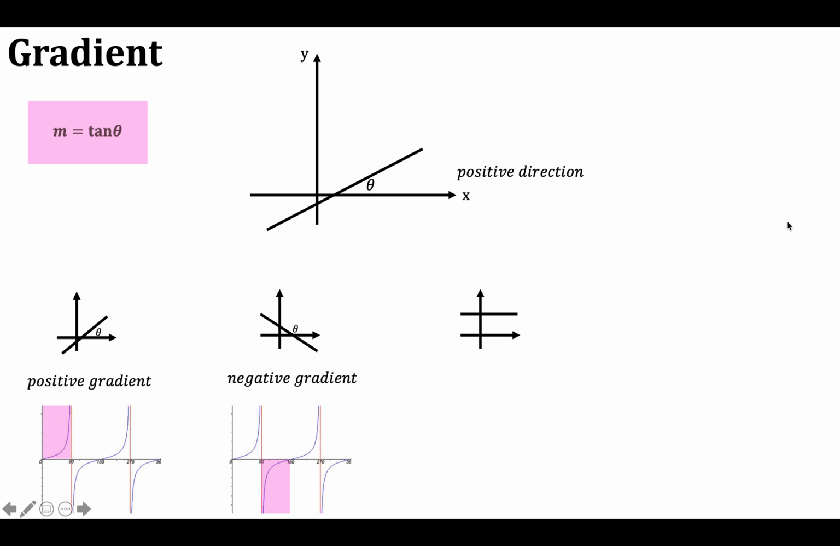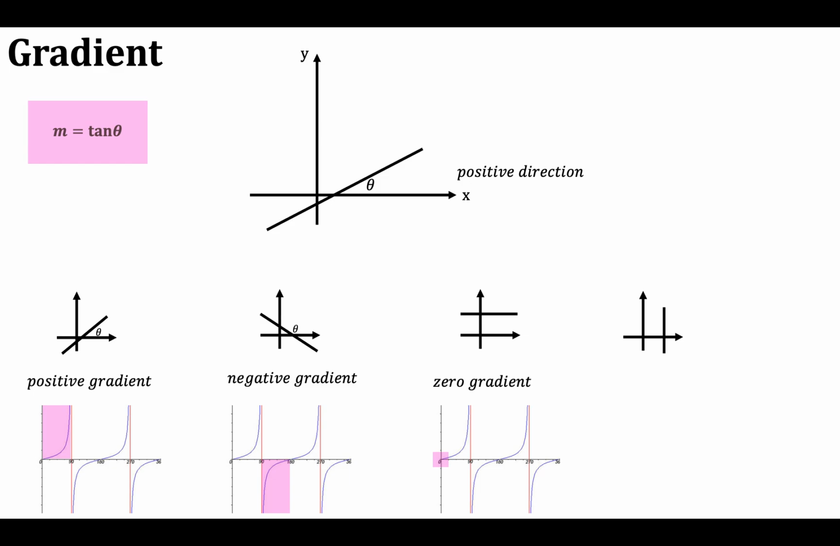Now if we've got a horizontal line, so we've got a gradient which is equal to 0, because it's flat, there's no slope whatsoever. If we look at our tan graph, well, tan of the angle 0 is 0, so that gives us a 0 gradient as well. Okay, so it's all justified back to the graph of the tangent function.